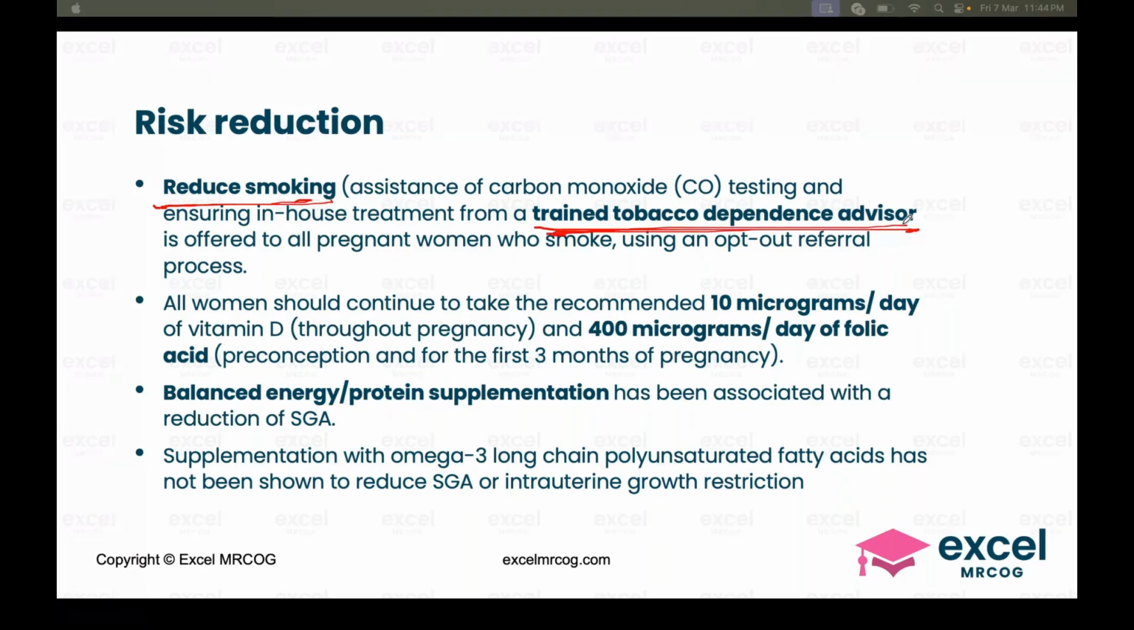All women should continue to take the recommended 10 microgram per day of vitamin D and 400 microgram per day of folic acid, pre-conception and for the first 3 months of pregnancy. Balanced energy protein supplementation is necessary, but supplementation of omega-3 long-chain polyunsaturated fatty acids does not show any effect as far as reduction of SGA or growth restriction is concerned. Okay, so risk reduction is by reducing smoking, having your pregnancy supplements, and a good diet. That is all.